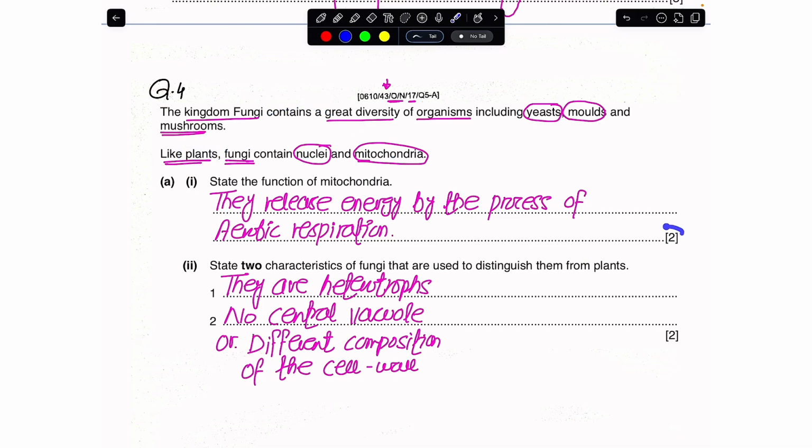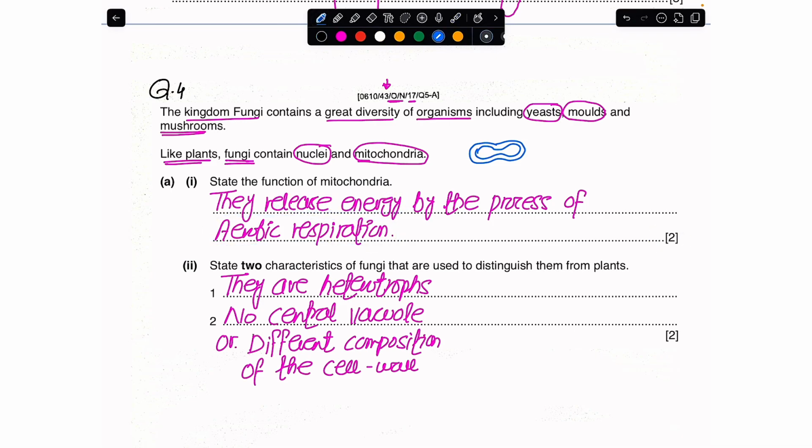They are asking for 2 marks: state the function of mitochondria. Now you know the teachers may have told you that these mitochondria are double membrane organelles and their role is doing aerobic respiration, where they would be releasing the energy, and that energy would be released by the process of aerobic respiration. So when you say that these mitochondria release energy, here you will get 1 mark, and by the process of aerobic respiration you will score 2 marks here.